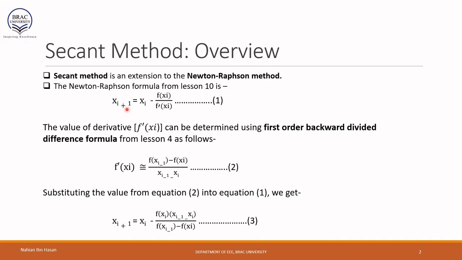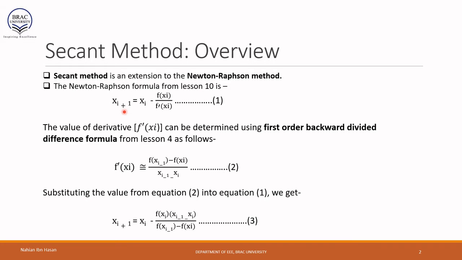As we learned in the previous lesson, the Newton-Raphson formula looked similar to equation 1, something like this: xi plus 1 equals xi minus f of xi divided by its differential. The denominator term, the differential term, is the slope of the function. It's the first order differential form, and it can be determined either analytically or using backward, forward or central divided difference formula. So we already know that from the previous lesson.